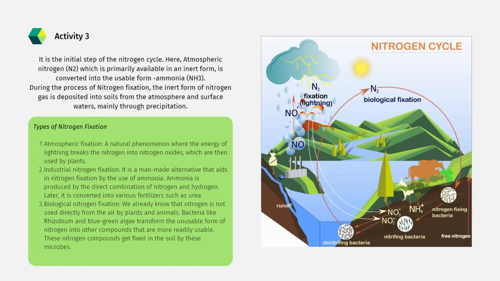And finally, biological nitrogen fixation. We already know that nitrogen is not used directly from the air by plants and animals. Bacteria like Rhizobium and blue-green algae transform nitrogen into other compounds that are readily usable. These nitrogen compounds get fixed in the soil by these microbes.